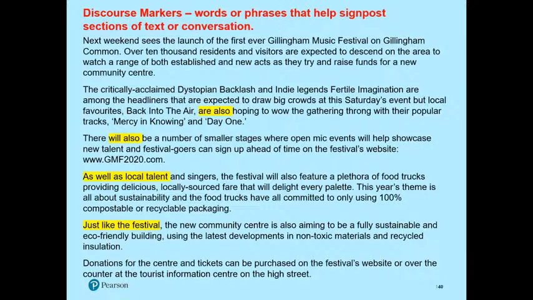Now, you can see there that I'm making connections with the established and new acts: the critically acclaimed Dystopian Backlash and Indie Legends, but then we've also got the new local favourites. There will also be smaller stages with open mic events, and as well as local talent there's going to be local food. And you can see here how these discourse markers and signposts are connecting the sections of the text together. These adverbial phrases are connecting the text as a way of flowing through.